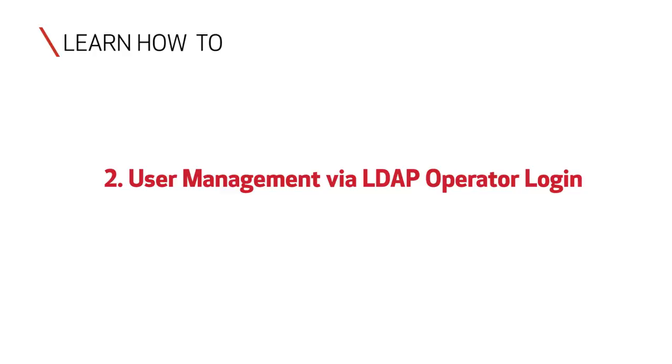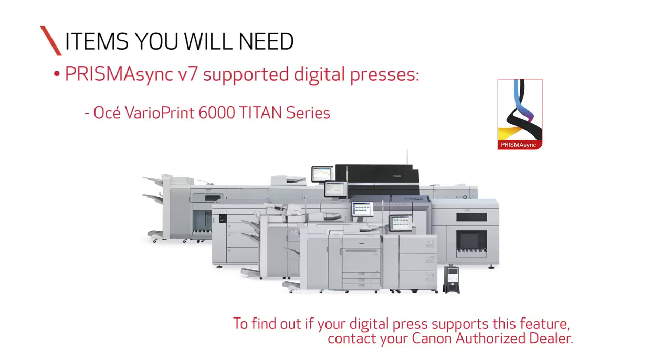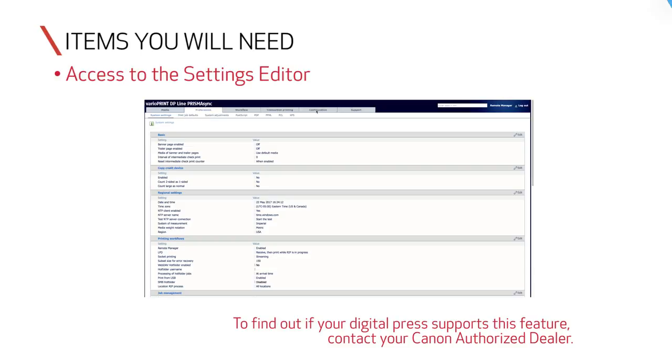In this video, you'll learn how to manage user access to your printer in PRISMAsync via your domain and the user's LDAP login credentials. You'll need a VarioPrint DP line or color image press with PRISMAsync version 5 or later, or the OSE VarioPrint 6000 series with PRISMAsync version 7 or later. You'll also need access to the settings editor for that engine.